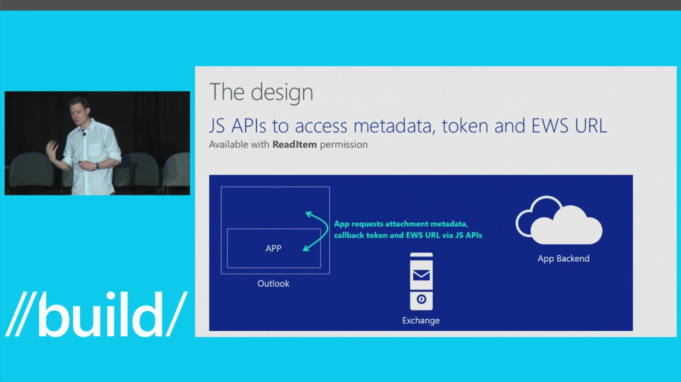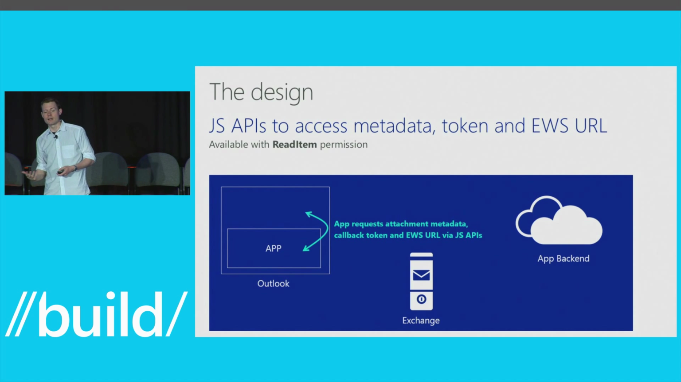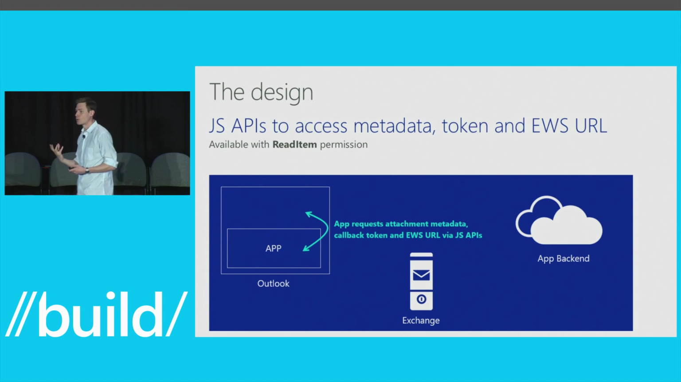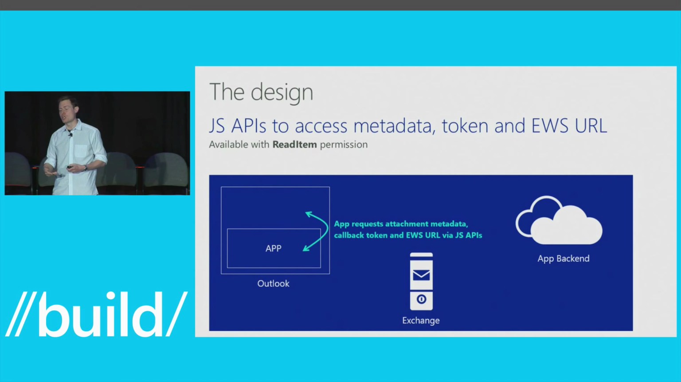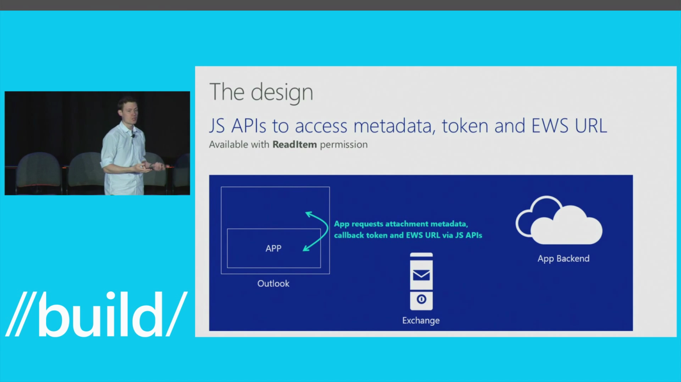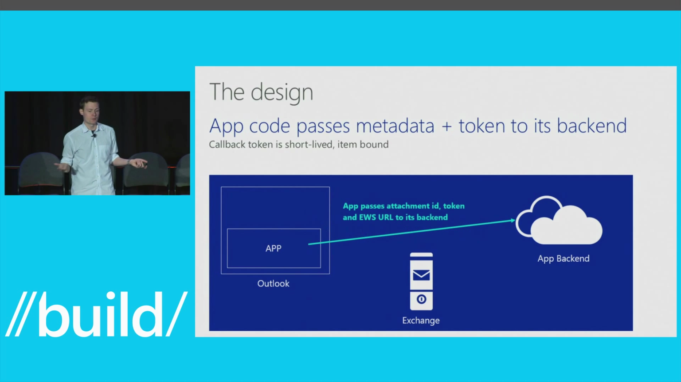So the new design is that there's a JavaScript API to access attachment metadata, a callback token, and the Exchange Web Services URL. Exchange Web Services, if you're not familiar with it, is a very powerful API to communicate with Exchange. It allows you to access any item in Exchange and do business logic operations on it. So with the JavaScript API, the app can get an identifier, a way to authenticate to Exchange, and the endpoint of Exchange. And now you can guess from here what's going to happen.